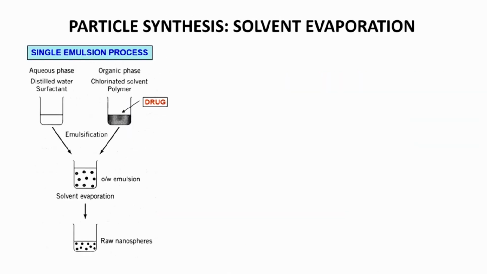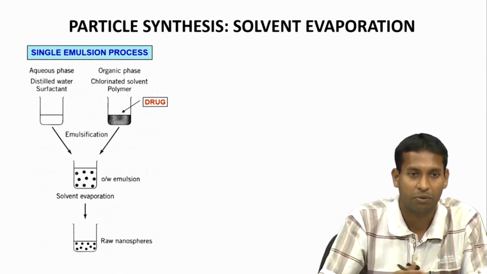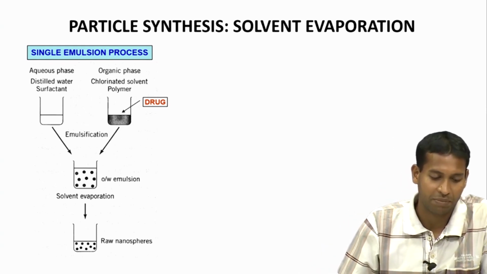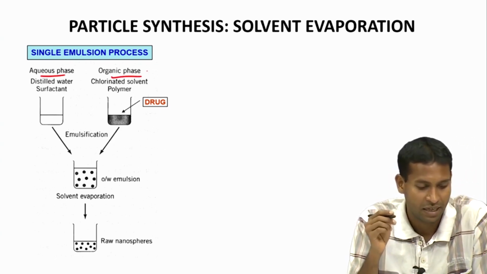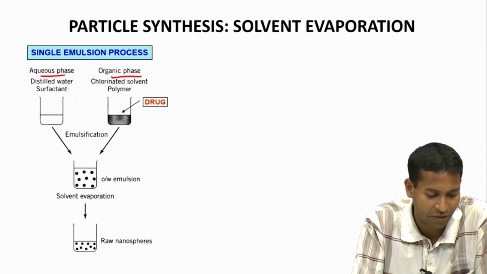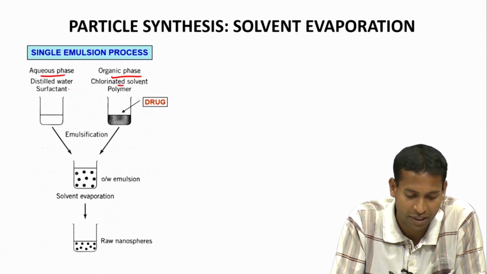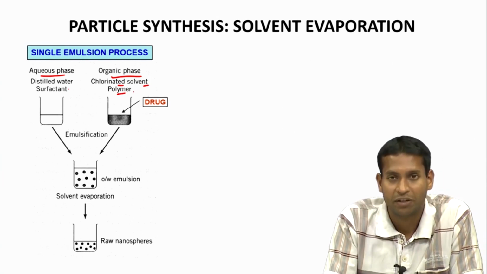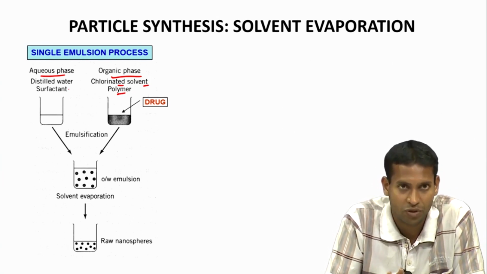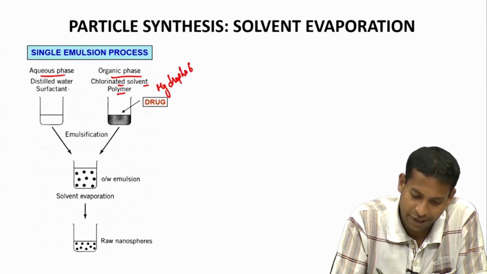Okay, so let us talk about the solvent evaporation method, one of the very widely used methods. First we are going to talk about the single emulsion process, which contains two phases. You have an aqueous phase and an organic phase. In the aqueous phase you can have distilled water with surfactant. In the organic phase you can have some chlorinated solvent or maybe something else as well, also containing your polymer. Depending on whether your drug is hydrophilic or hydrophobic, you choose these methods. In this case it is mostly used for drug that is hydrophobic, and I will describe why.